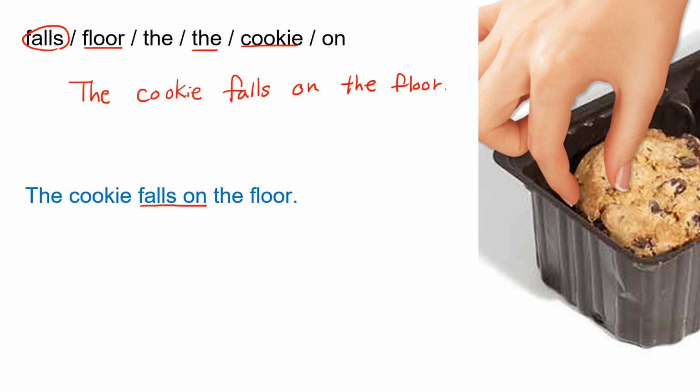So when you read this part, in order to pronounce S, say falls, falls, and then on. Falls on the floor. The cookie falls on the floor.